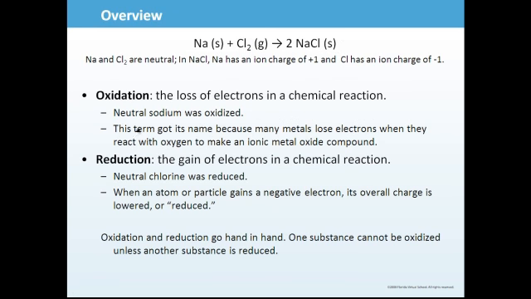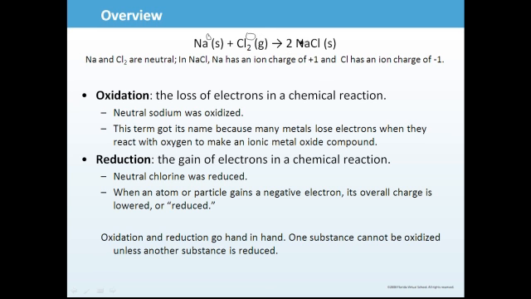All right, so let's use this example up here where we have sodium and chlorine gas reacting together to produce sodium chloride. If we go back to lesson 3.05, we'll remember that sodium, when it's in the neutral state here, has a charge of 0, which means it is neutral. Chlorine, even though it's diatomic, is in its neutral state here because it's by itself. There's nothing else there. So it too is going to have a charge of 0.